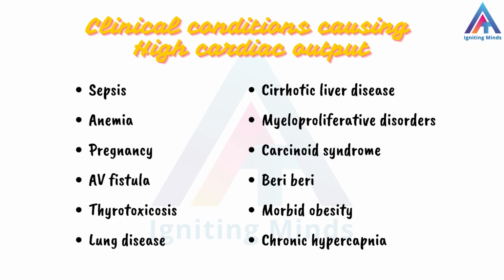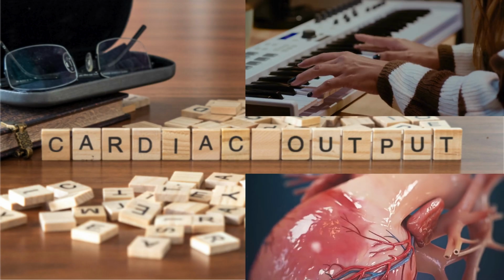Clinical conditions that can lead to high cardiac output include sepsis, anemia, pregnancy, AV fistula, thyrotoxicosis, lung disease, cirrhotic liver disease, myeloproliferative diseases, carcinoid syndrome, beriberi, and sometimes morbid obesity and chronic hypercapnia.